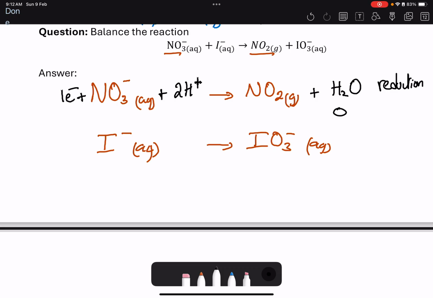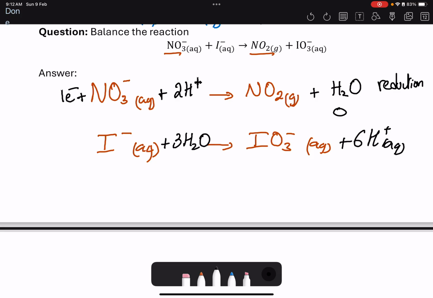Now for the second one, 1 I balanced. 3 O, and there is no O on this side. So I add 3H2O on the side missing oxygen. Now, by adding 3H2O, I now have 6H+. So I need to add 6H+ on this side.